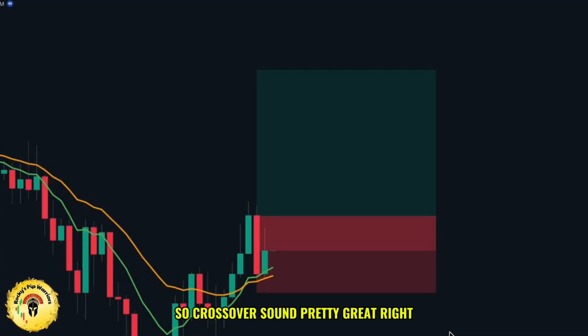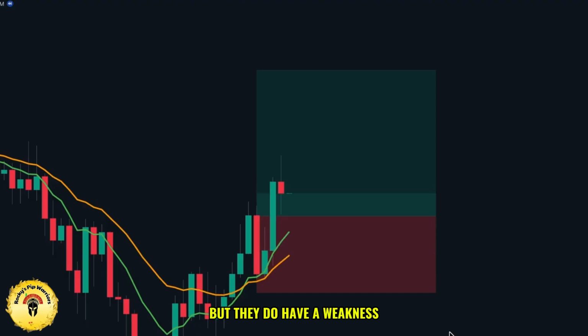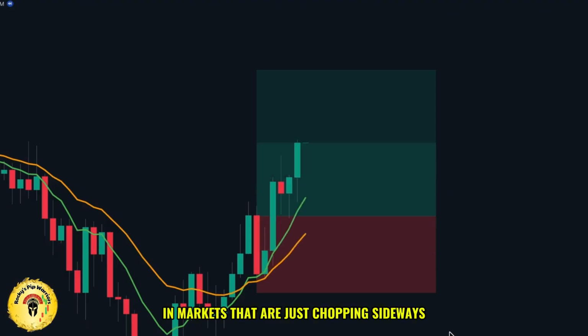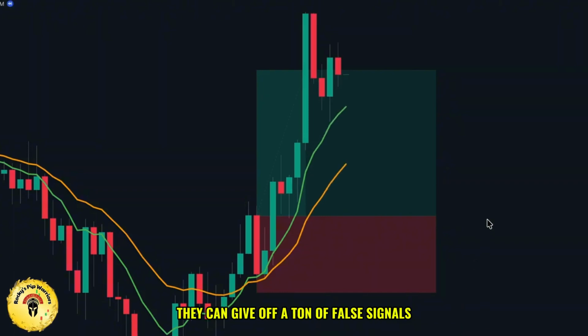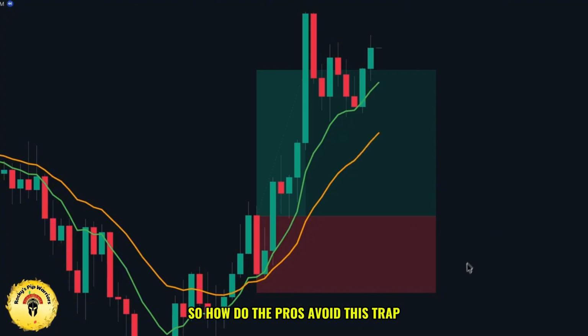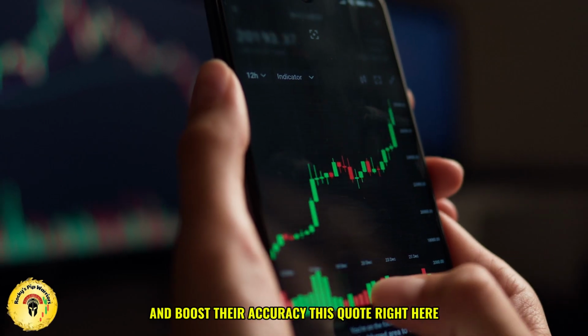So crossovers sound pretty great, right? But they do have a weakness. In markets that are just chopping sideways with no real direction, they can give off a ton of false signals. It's called getting whipsawed, and it's incredibly frustrating. So how do the pros avoid this trap and boost their accuracy?